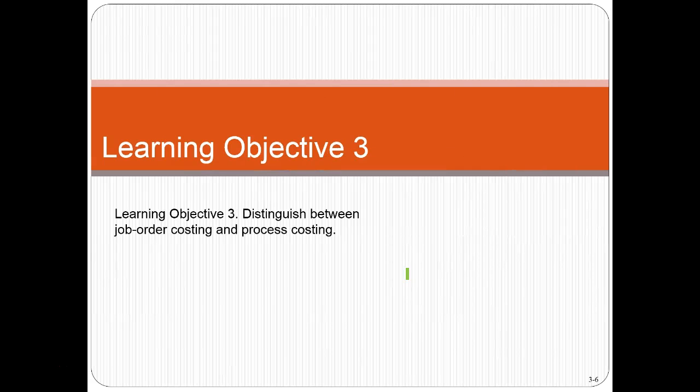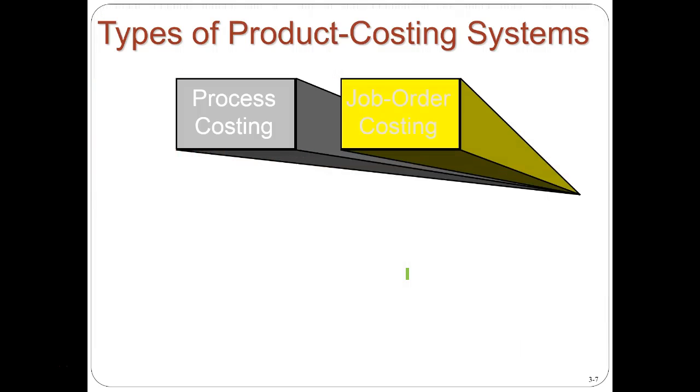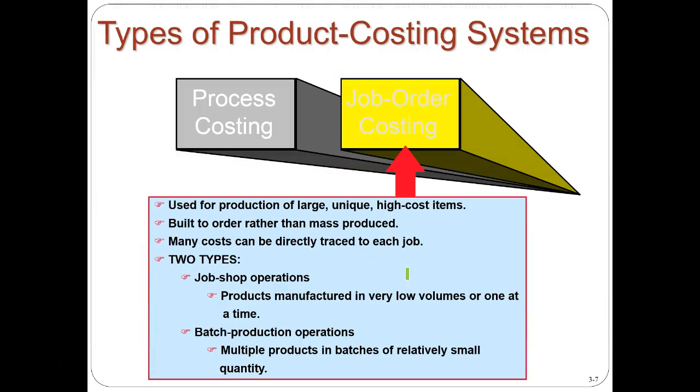Learning objective 3, distinguish between job order costing and process costing. So job order costing is what we're going to focus on here. These are the 2 types of manufacturing processes that we could have. So job order is used for production of large, unique, high-cost volumes built to order rather than mass production. Many costs can be directly traced to each job. So job shop operations are going to use this. Products manufactured in very low volume or one at a time, so very customized things such as construction.